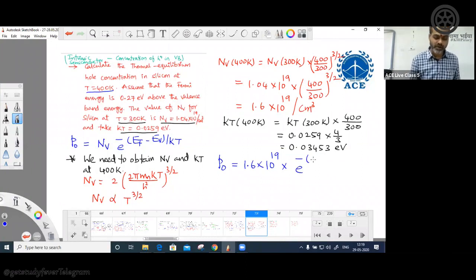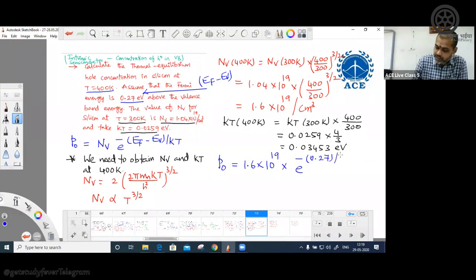Yes. The problem it was mentioned. Assume that the Fermi level is 0.27 electron volts above the valence band. So what is this value actually? Can I say it is EF minus EV? Yes sir, 0.27 is nothing but EF minus EV. Am I correct?